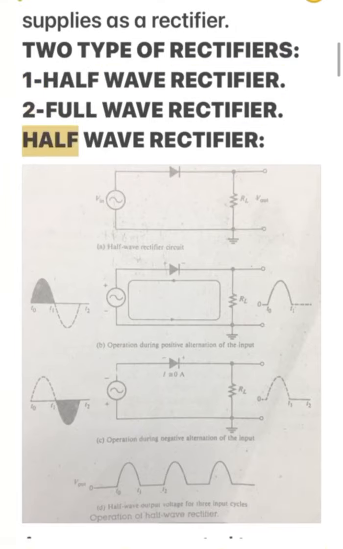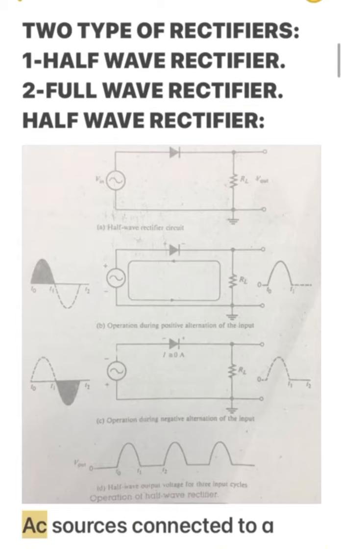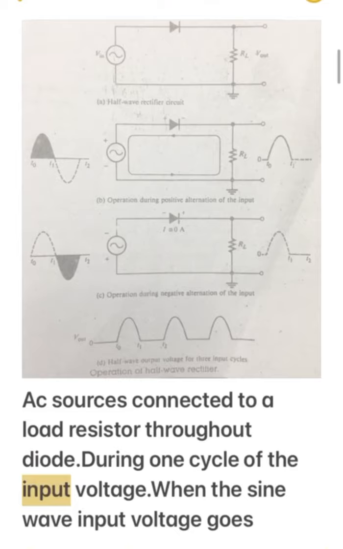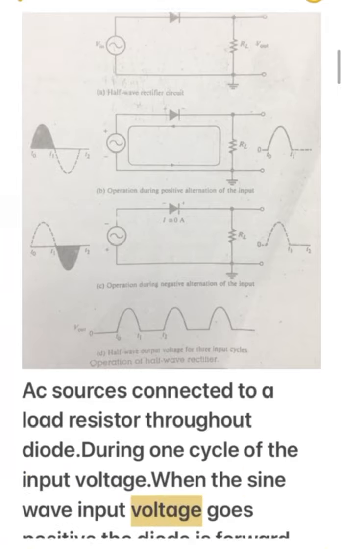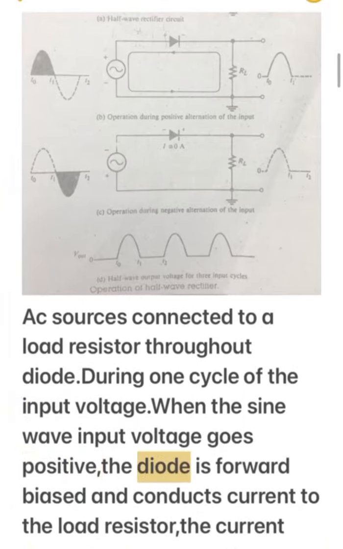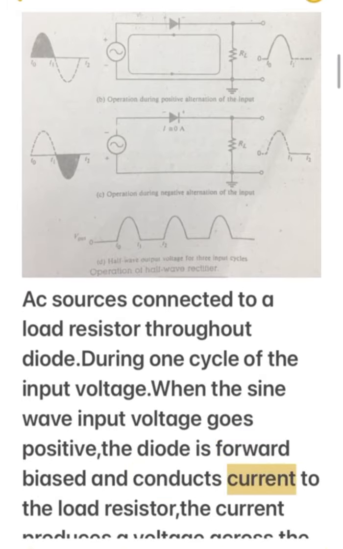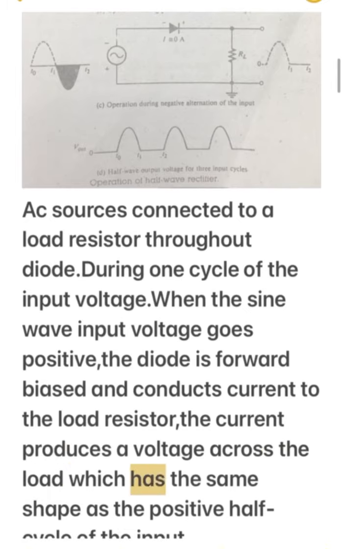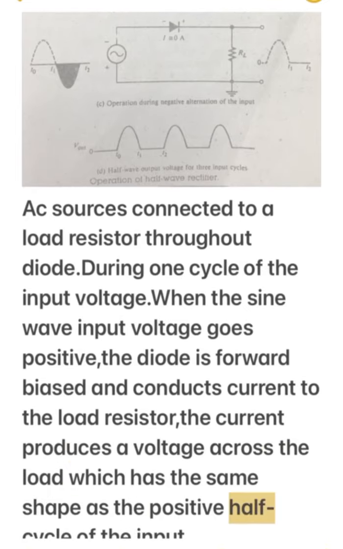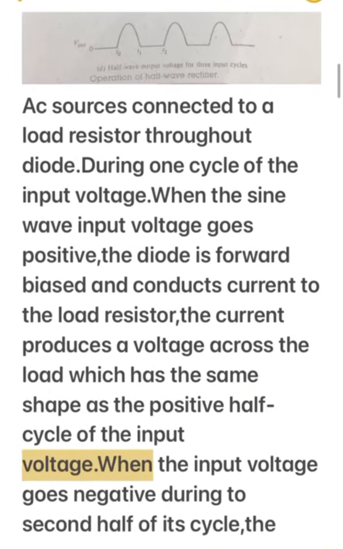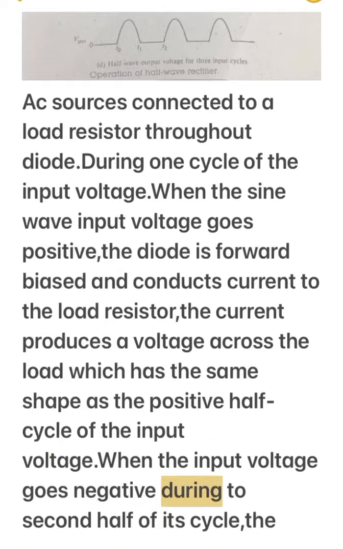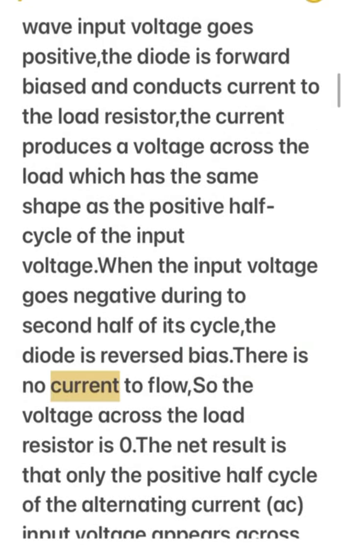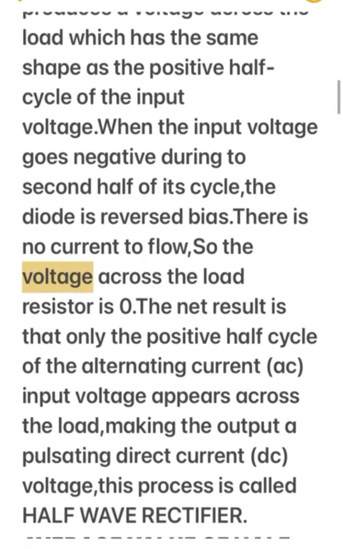Half-wave rectifier. An AC source is connected to a load resistor through a diode. During one cycle of the input voltage, when the sine wave input voltage goes positive, the diode is forward biased and conducts current to the load resistor. The current produces a voltage across the load which has the same shape as the positive half cycle of the input voltage. When the input voltage goes negative during the second half of its cycle, the diode is reverse biased, there is no current to flow, so the voltage across the load resistor is 0.